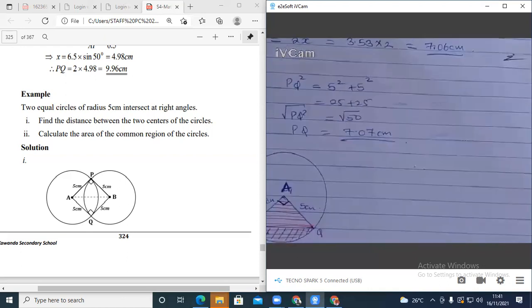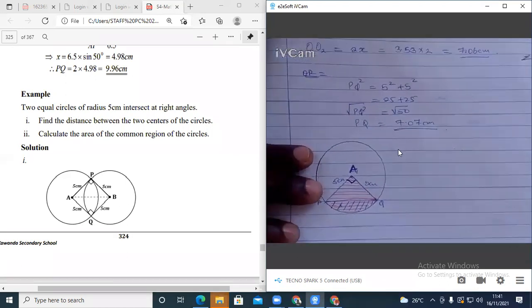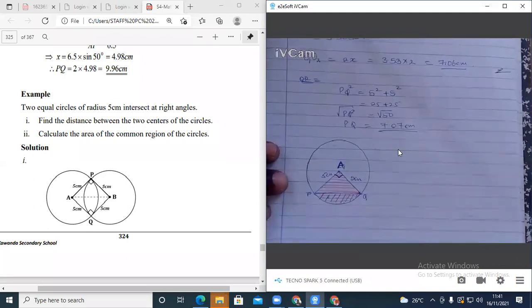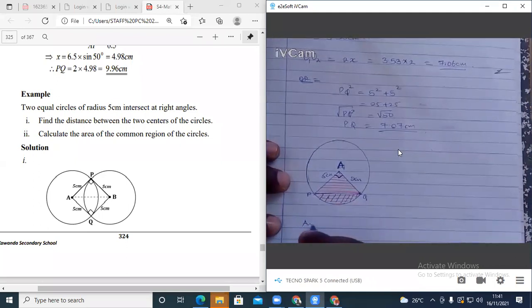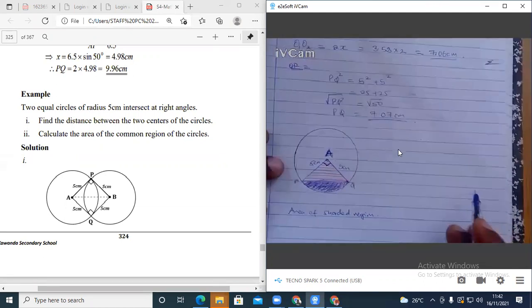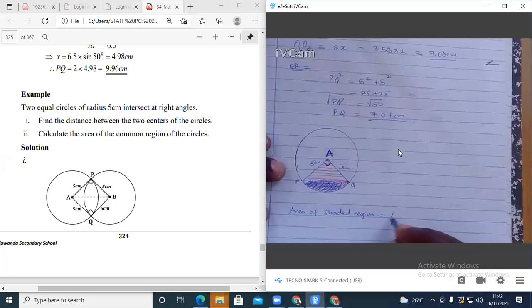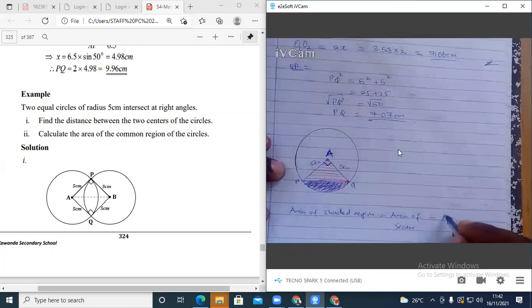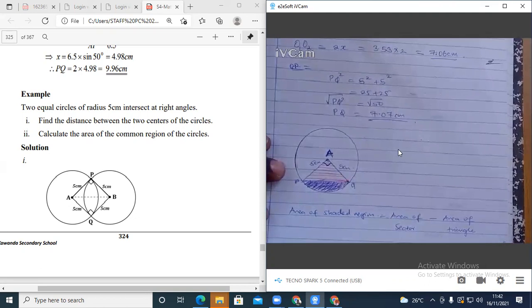So we have only 2 minutes. Maybe I can just outline the formulas and then you finish. So to find the area of the shaded region, which area of the shaded region? I'm talking about this area here. To find the area of the shaded region, I have to find the area of the sector, then minus the area of the triangle.